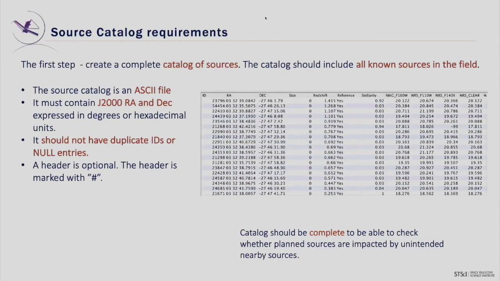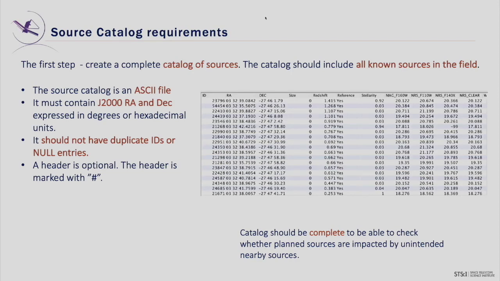So the first step is to create this catalog of sources. This catalog should be complete. It should contain all known sources in the field. And the reason for that is that you want to be able to check whether the planned sources that you're creating spectra for are impacted by the unintended nearby sources that happen to fall in the same slit. You want to be able to check that. The tool itself does not plan around contaminants, so you have to double check that in your plans.